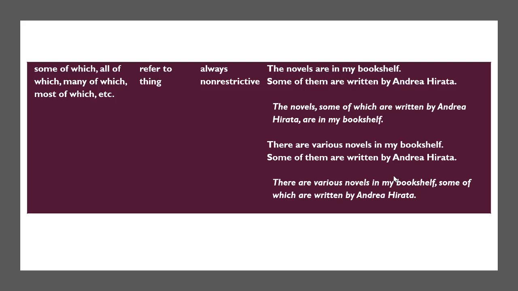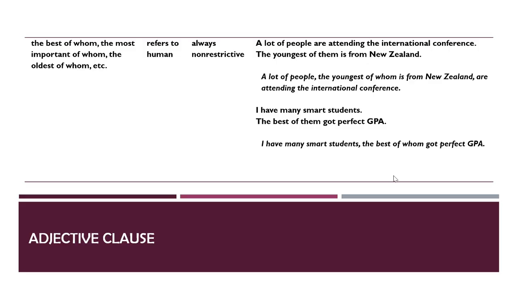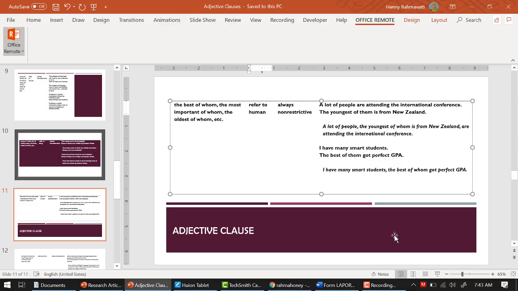Okay. Then there are various novels in my bookshelf. Some of them are written by Andrea Hirata. There are various novels in my bookshelf, some of which are written by Andrea Hirata. These two sentences are combined into only one sentence by using some of which. Okay, the next one is the best of whom, the most important of whom, the oldest of whom, etc. Those refer to human, and those are always non-restrictive.